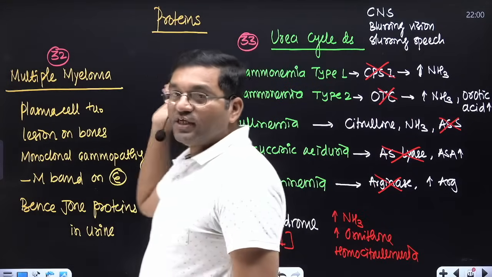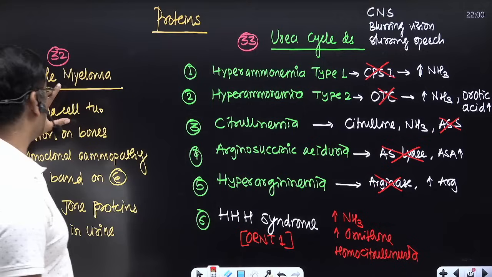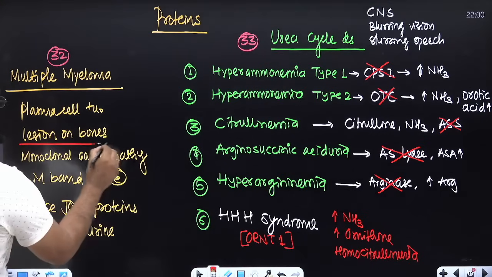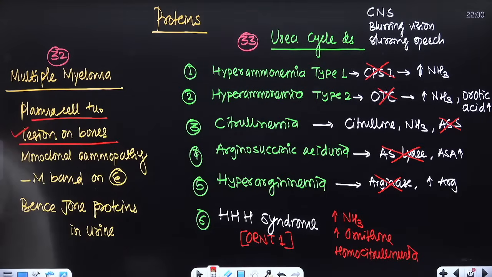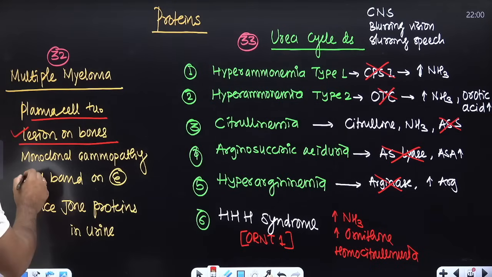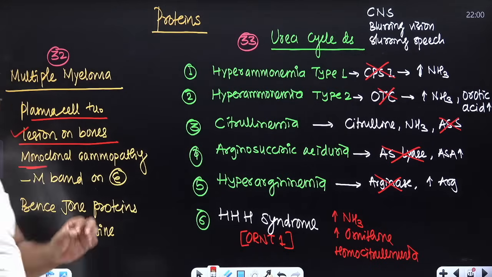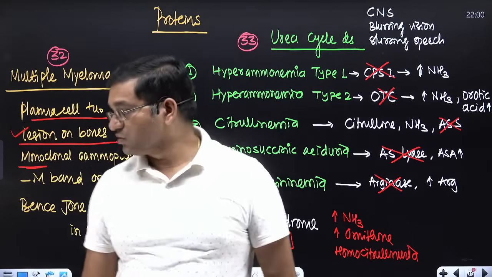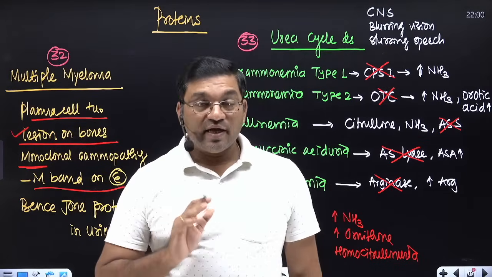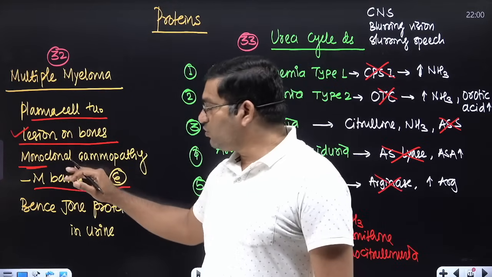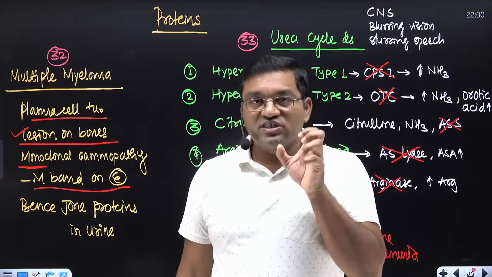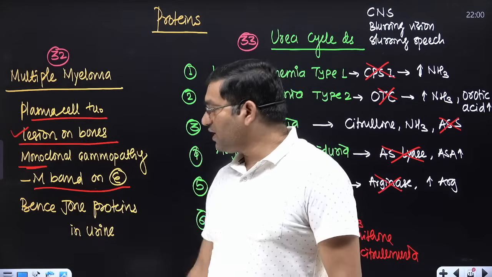Now coming to the proteins, discussion of multiple myeloma. It is a plasma cell tumor characterized by multiple punched out lesions on the bone. It is a monoclonal gammopathy in which only one type of immunoglobulin is produced, and it gives the typical M band on electrophoresis, a sharp band known as the M band.